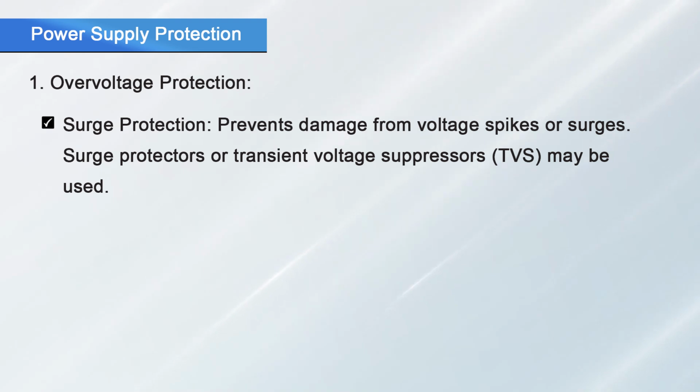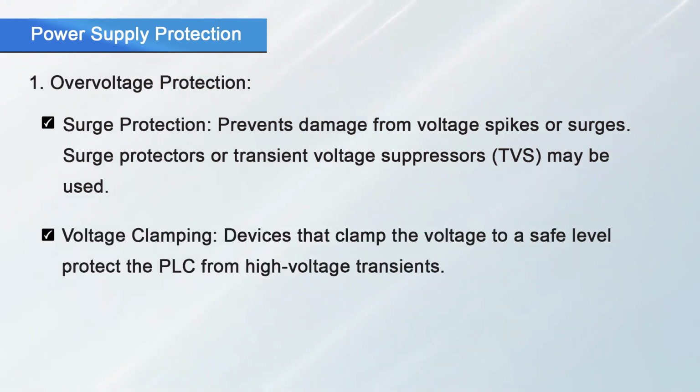First is the overvoltage protection, which includes surge protection and voltage clamping. Surge protection prevents damage from voltage spikes or surges on the voltage line. Surge protectors or transient voltage suppressors, called TVS, can be used for overvoltage or surge protection. Next is voltage clamping. Devices that clamp the voltage to a safe level protect the PLCs from high voltage transients and prevent further damage to the system.